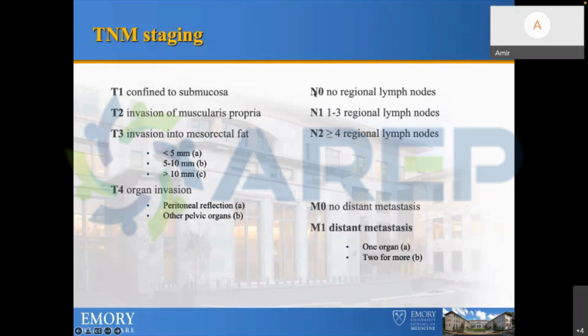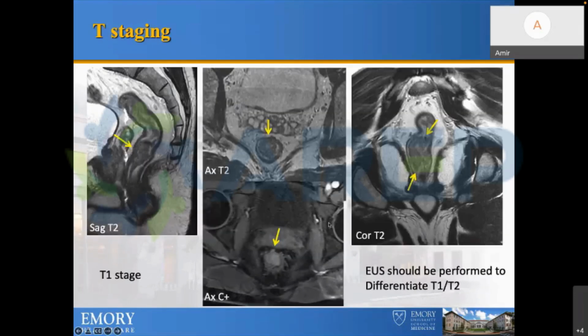You're going to talk about N0, N1, and N2. N0 is no regional lymph node. N1 is 1 to 3 regional lymph nodes, meaning mesorectal or extramesorectal lymph nodes. N2 is 4 or more lymph nodes. And then M1 and M0 is basically the presence or absence of distant metastatic disease. Okay, let's look at some examples.